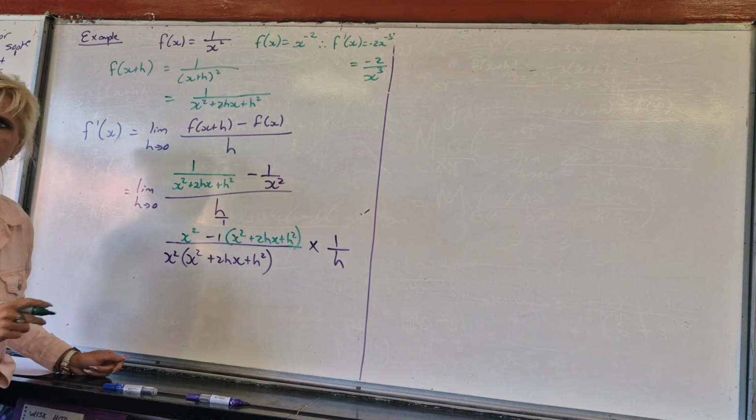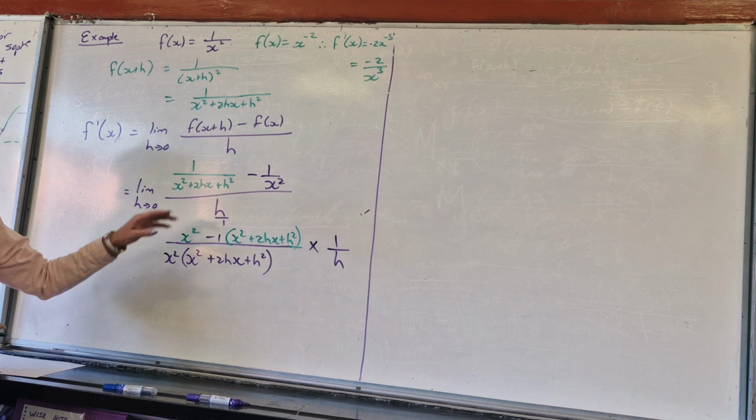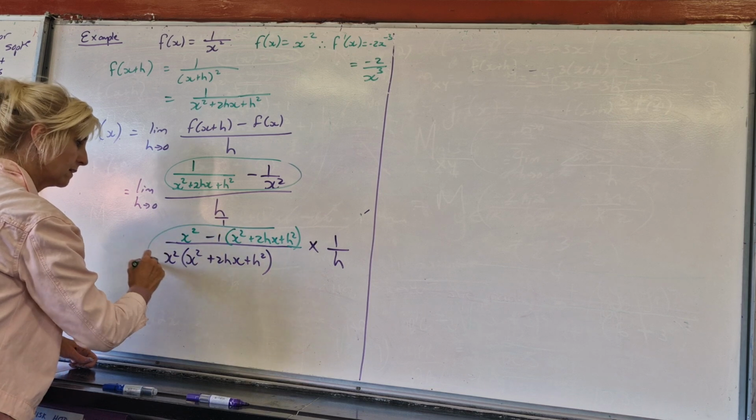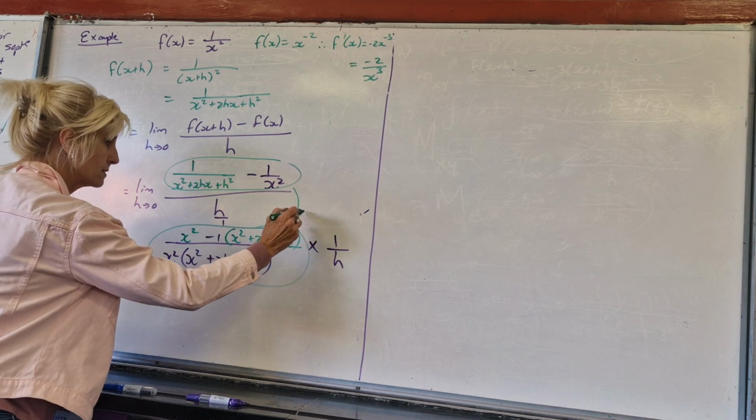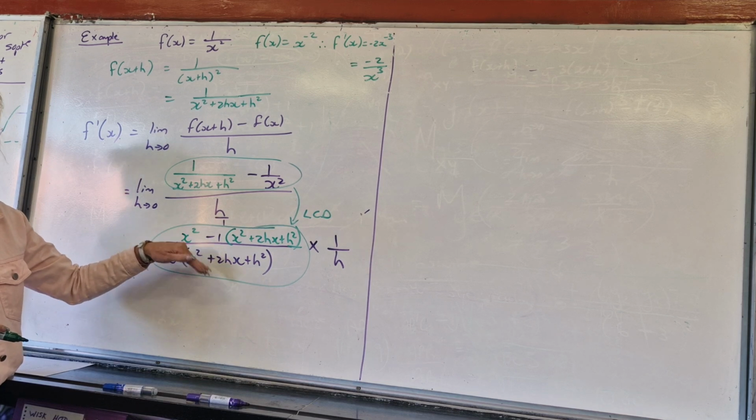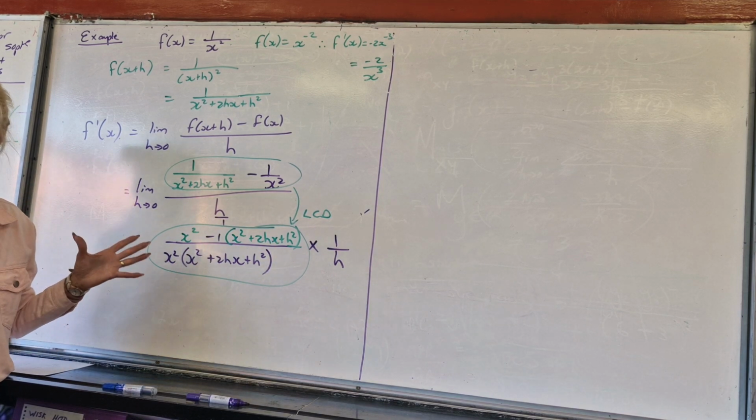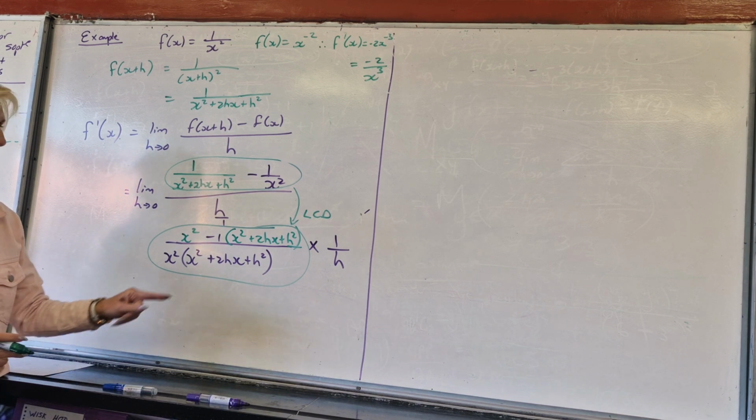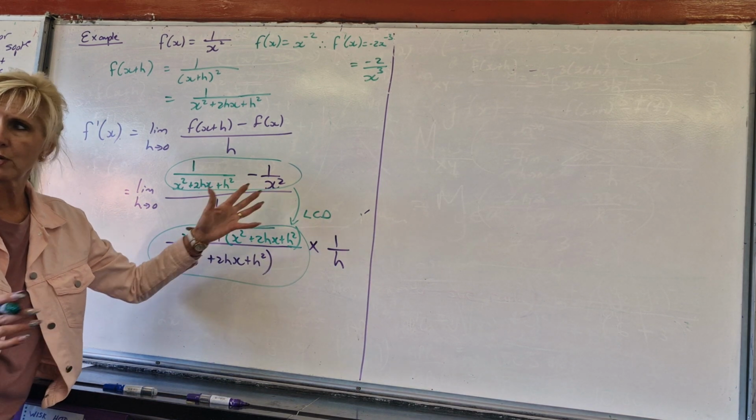Gotta keep your wits about you in this one, eh? So we've got LCD. Doing LCD: getting the LCD of the denominators, timing at the top with what you timed at the bottom. It's a huge thing. Why can I still not substitute h with 0?